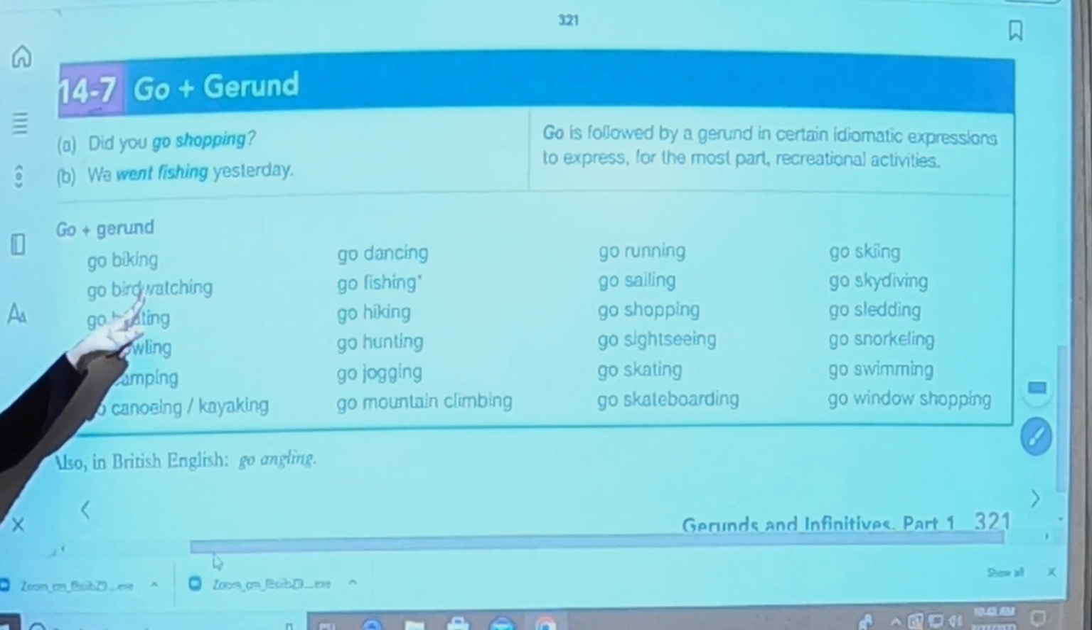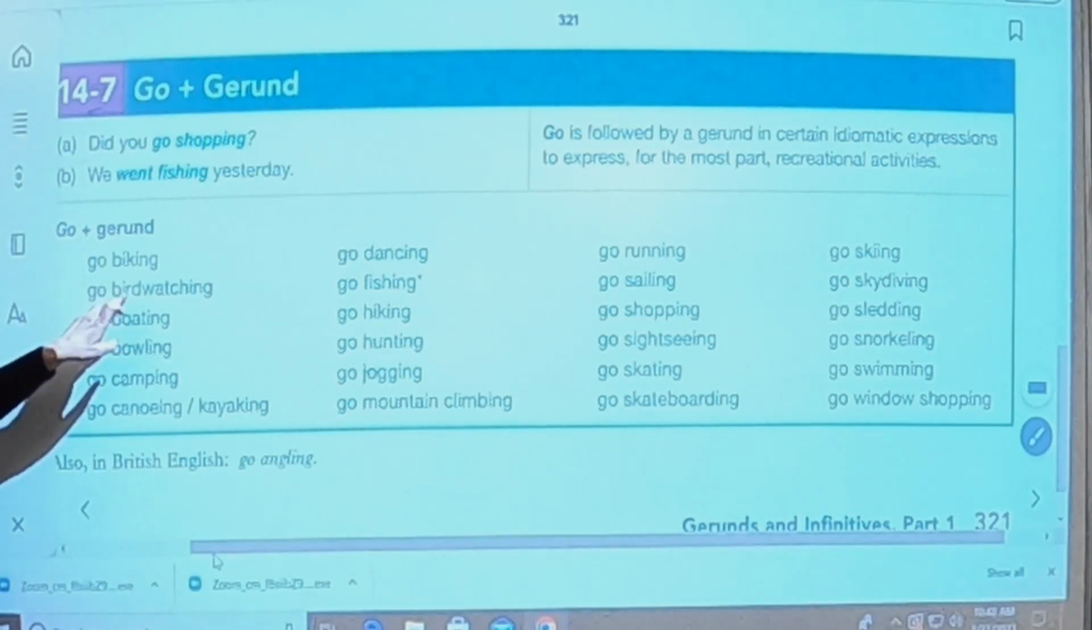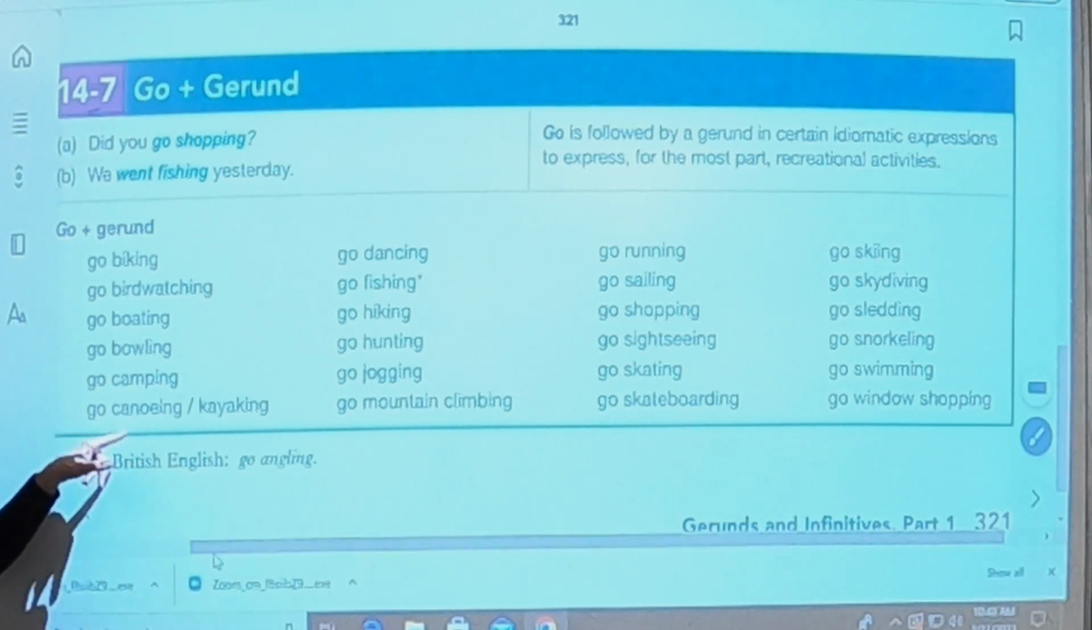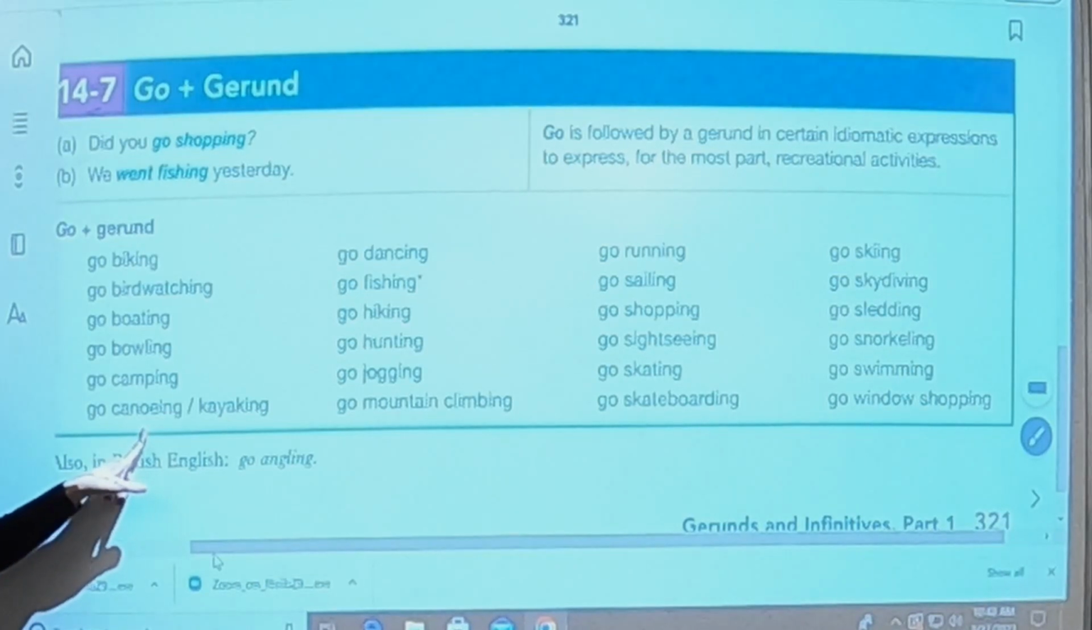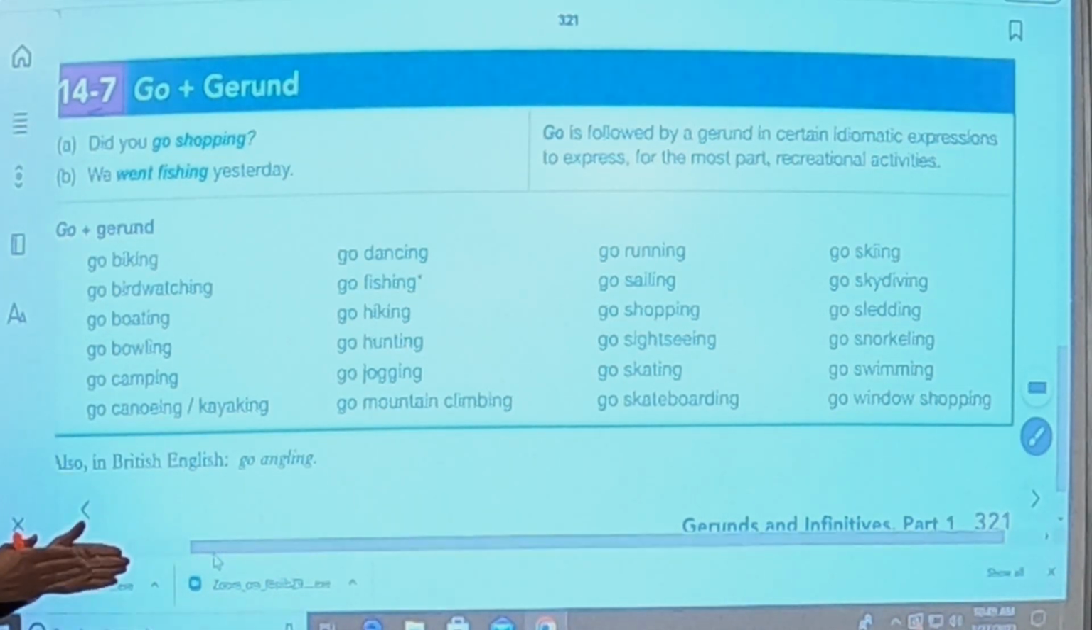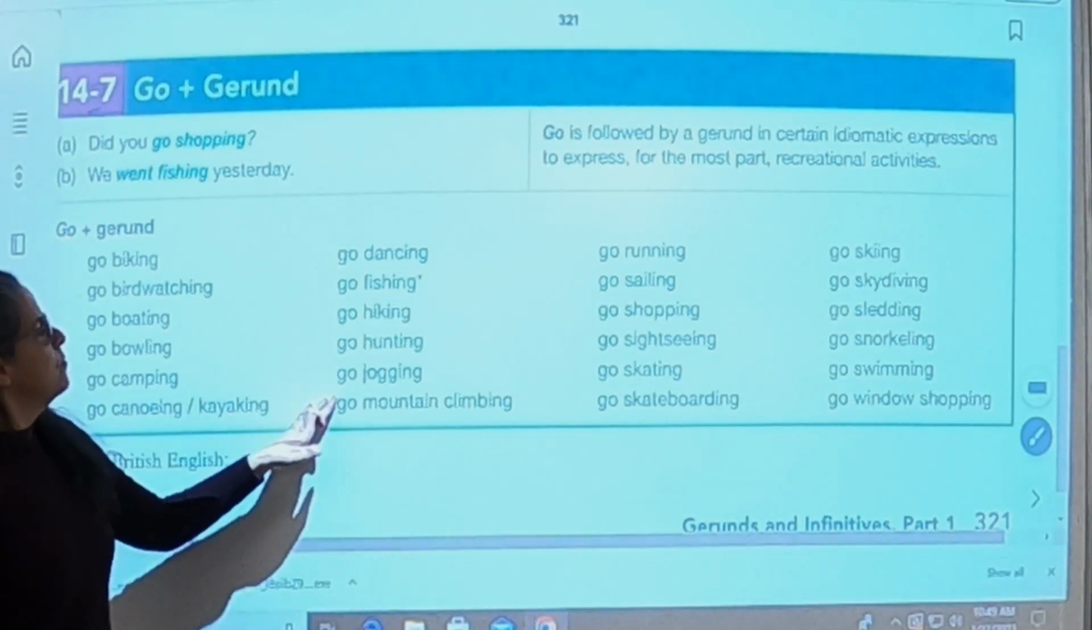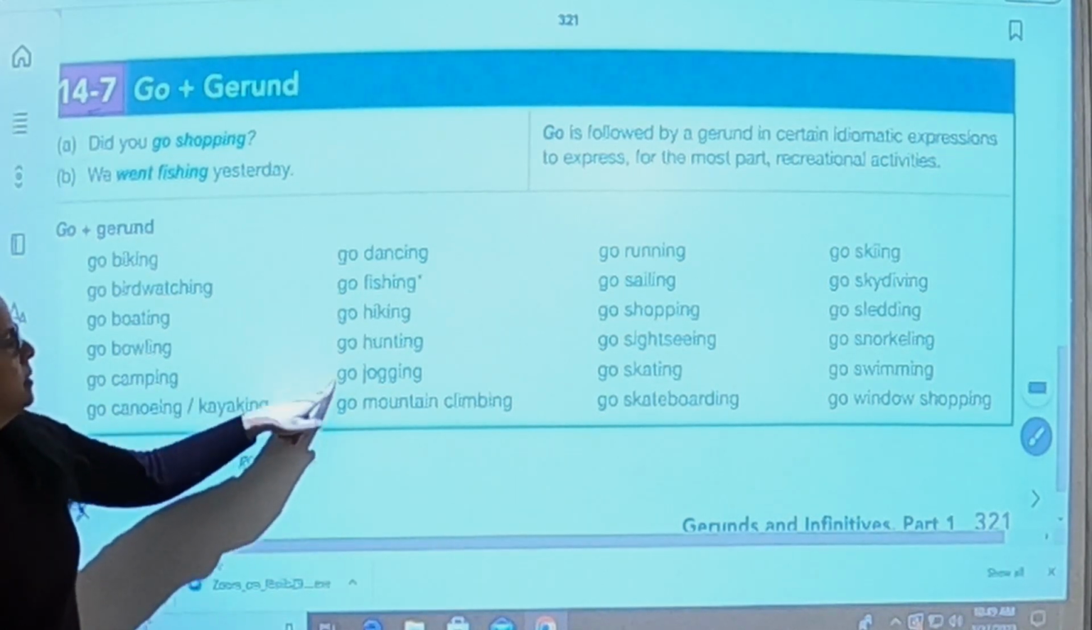Okay, I don't know anybody who does this. I do, I have a friend. He's a birder. He likes to go bird watching. There are people who do it. Okay, go boating, go bowling, go camping, go canoeing. A canoe is a kind of small wooden boat where you use oars. Kayaking is very narrow. It fits around you like this, and sometimes you flip over and you flip back. Dancing, fishing, hiking, hunting, jogging.